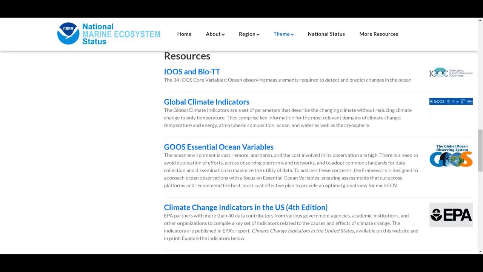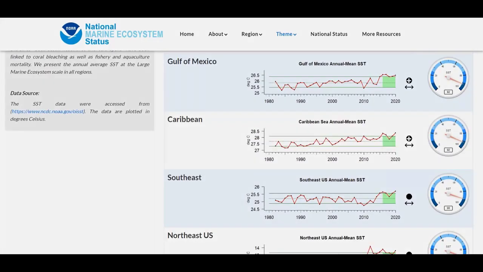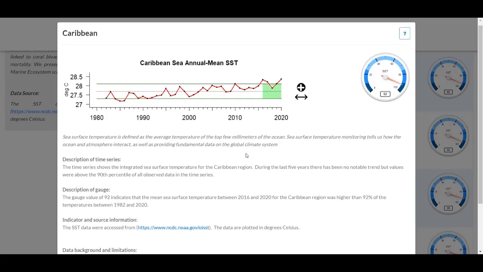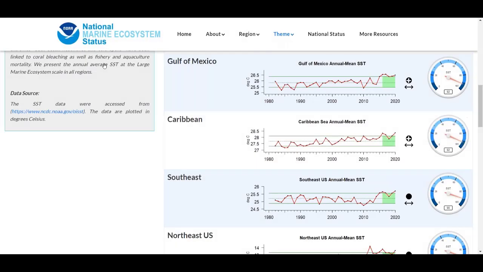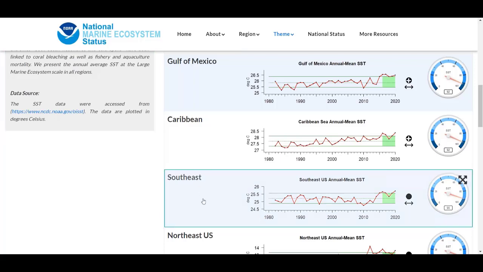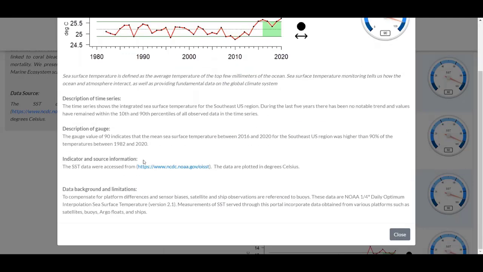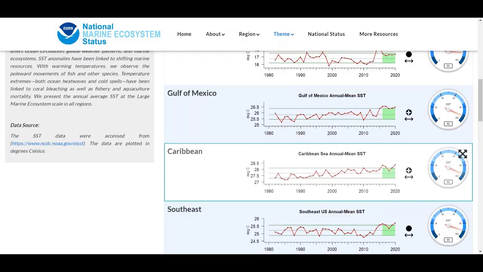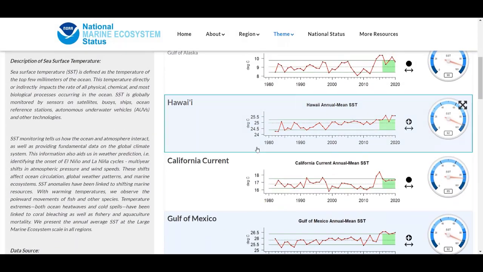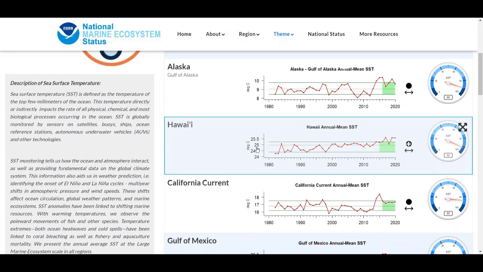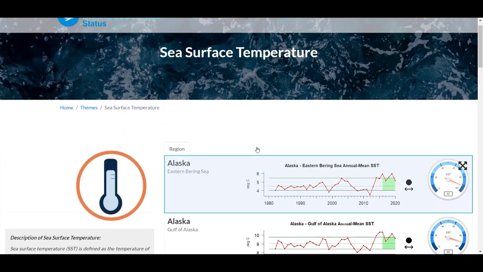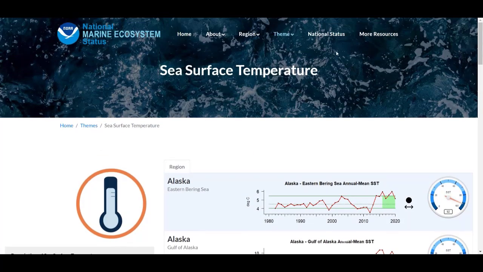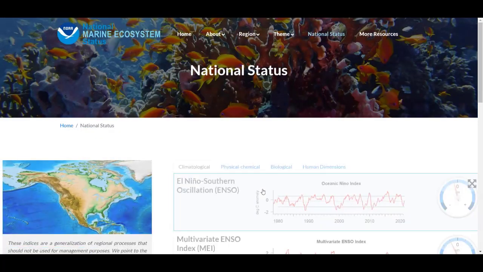And the same thing goes for the resources, the plain language, and the data access. So the data sources for all the indicators are available not only on the side here, but also in the plain language descriptions for each indicator, which allows somebody who might be interested in a deeper dive into sea surface temperature to either go and read more about how the data was collected or download the data for themselves.